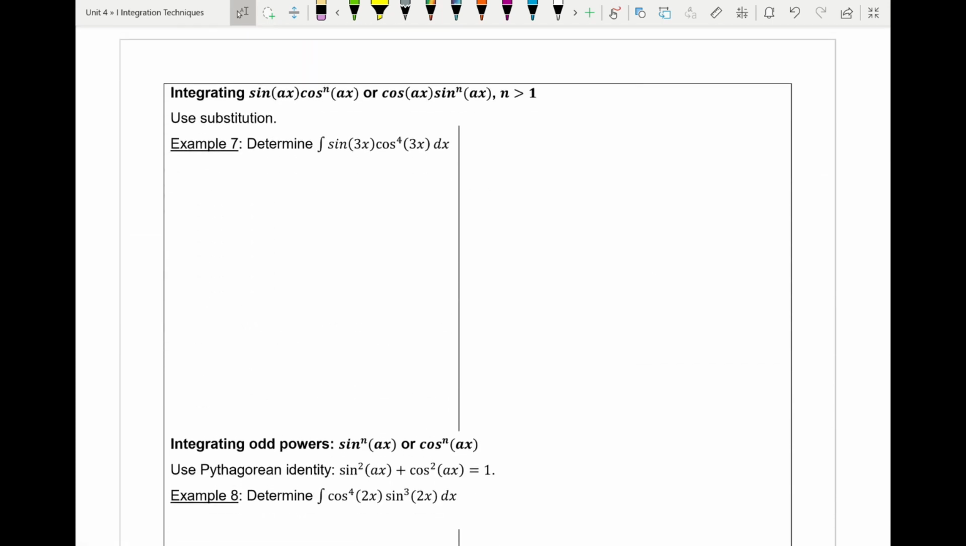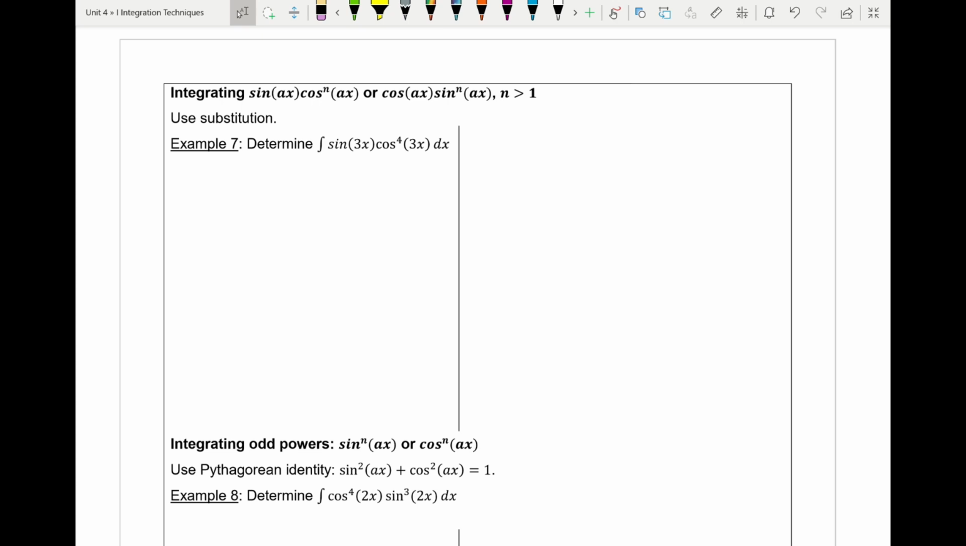Next example, example 7. This is looking at integrating different powers of sine and cosine. So what if one of them has a power but the other one doesn't? So we're going to use substitution here, because sine is the derivative of cosine. Well, negative sine is the derivative of cosine, and cosine is the derivative of sine. So we'll get some cancellation with our dx term, just like we have in the previous videos.